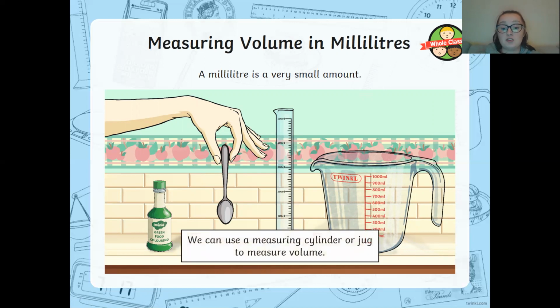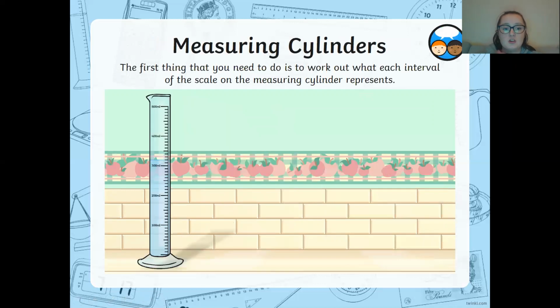We can use a measuring cylinder, like this tall thing in the middle, to measure volume, okay? So the first thing that you need to do is work out what each interval on the scale on the measuring cylinder represents. That's a mouthful, isn't it?